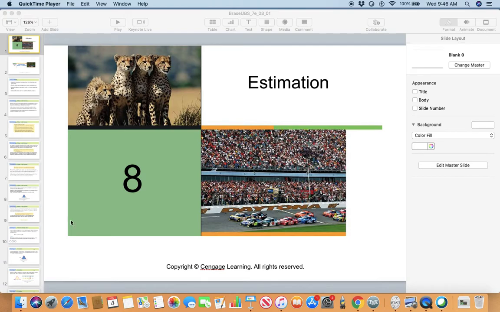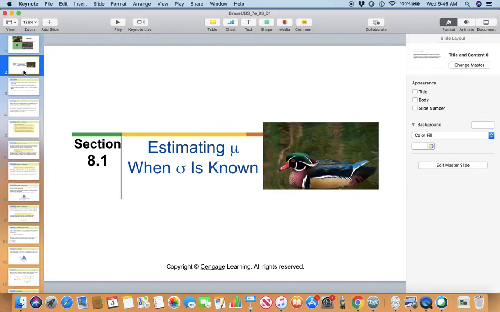Welcome back. Chapter 8 Estimation. Section 2.1 Estimating mu when sigma is known. Sigma stands for standard deviation, mu stands for mean. So, in this section, we are going to learn about estimating the mean when standard deviation is known. Notice these are population parameters.